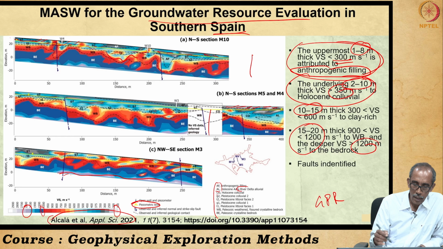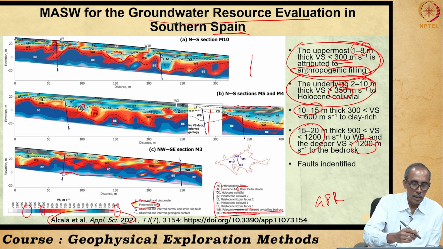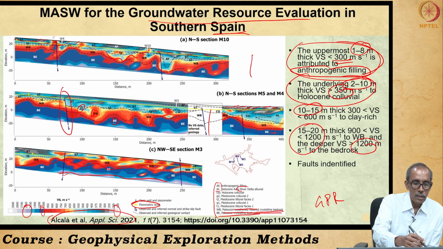Then different zones are demarcated, right? T1 is the littoral phases. Then you can see WB is the weathered and fissured rocks, right? BE is a crystalline bedrock, BE, WB, these are all massive rocks. So, beneath this you have massive rocks. So, this is how from the velocity variation we are able to identify major rock types. Not only that, the MASWA is able to bring out major geological structures.